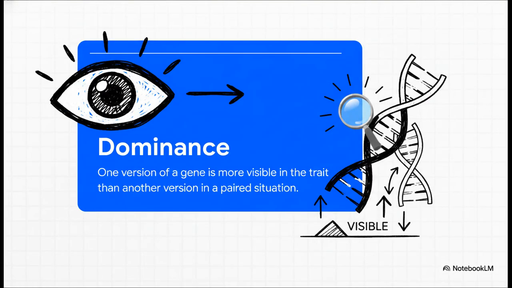This dual control system naturally leads us to a term you've probably heard thrown around a lot: dominance. But let's clear up a major misconception right off the bat. Dominance does not mean a gene is stronger, or better, or healthier. Not at all. It simply means that one version of a gene is just more visible in the trait than the other version when they happen to be paired together. It's strictly an issue of visibility, not some biological cage match, you know? The hidden version isn't destroyed, it's not useless, it just isn't the instruction taking center stage in that particular combination.